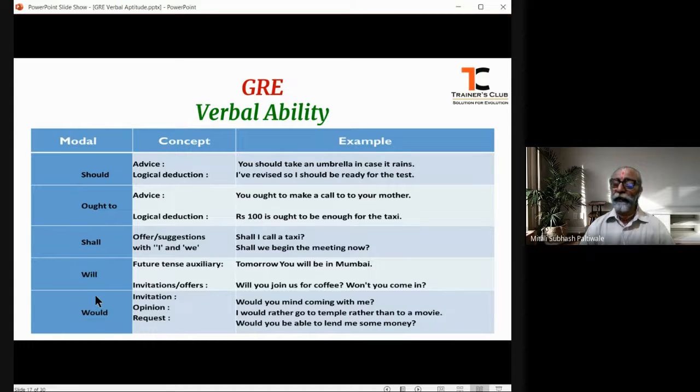Because when you get into essay writing and all, when there is an opinion to be given, these modal verbs play a very important role. Then for making requests also. Would you be able to help me with some financial assistance? Would you be able to drop me to the airport? Would you be able to pick me from the airport? These sort of requests when we make. So these are the modal verbs when we use them in different circumstances.